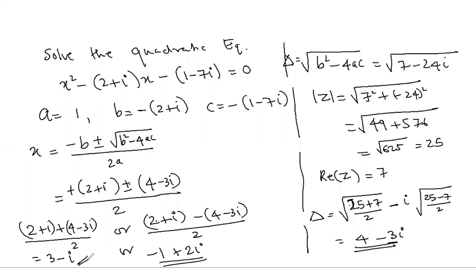These are your answers. And they do not occur as conjugate pairs. They don't occur because a, b, c are not real. Has everybody followed this? Yes, sir.